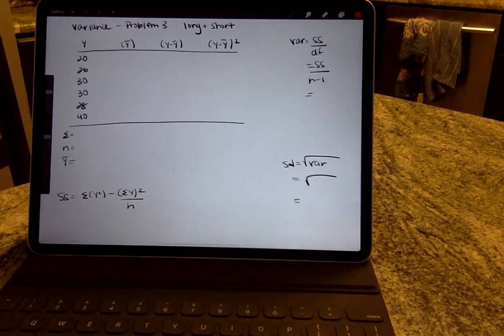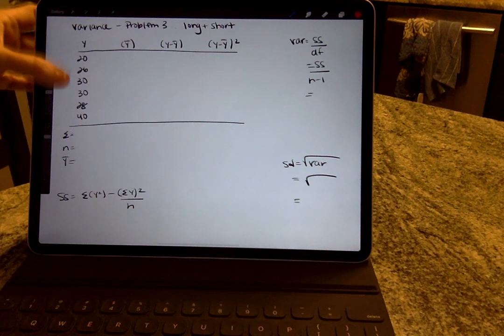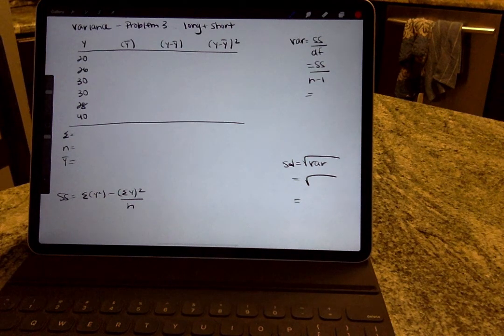So let's just assume, so that this data has some context and that it makes sense, let's assume that we asked 6 students in our class how many hours they were spending on their online work. I know everybody's so busy right now with online work. Let's assume we asked our students to report how many hours they're spending on online work every week. All right, and let's assume that their answers were 20, 26, 30, 30, 28, and 40.